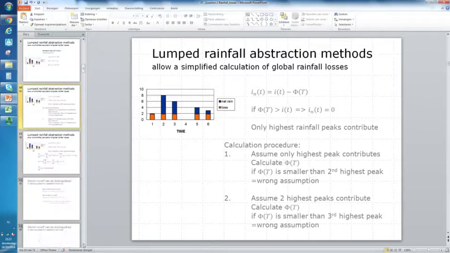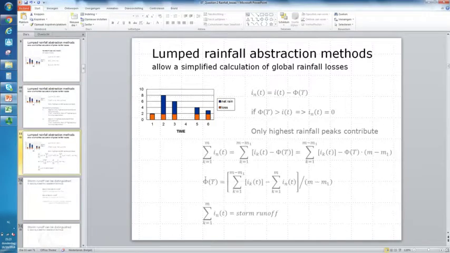For the calculations, we use the formula that is mentioned over here. So to calculate phi, we sum up the pulses or the peaks of rainfall that would, in our assumption, contribute to the net rainfall, to the storm runoff, and then we subtract the actual net rainfall, the total net rainfall from it, and divide it by the number of peaks involved. So if we have the assumption that 2 peaks are involved, then we divide by 2. This is unknown at the start because that's what we are searching for, but it is equal to the total amount of storm runoff.